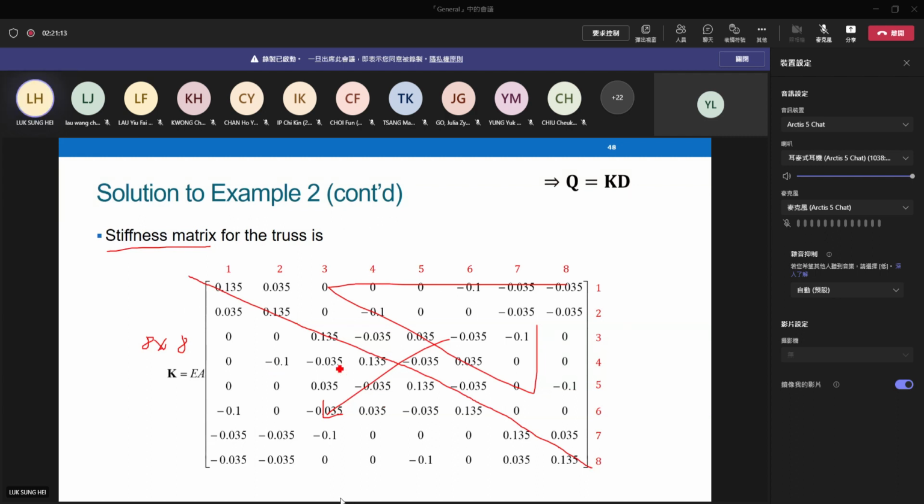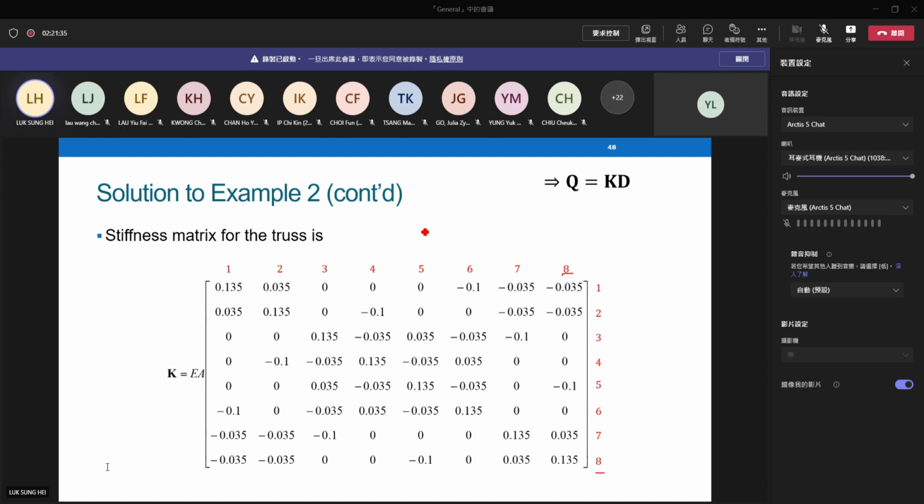This is the K, for example 2. And later you can see that not all the elements are useful. How many elements do we have? 8 by 8, 64. Right, we have 64 elements here. Not all the elements are useful. Some of them cannot help us to solve the problems.